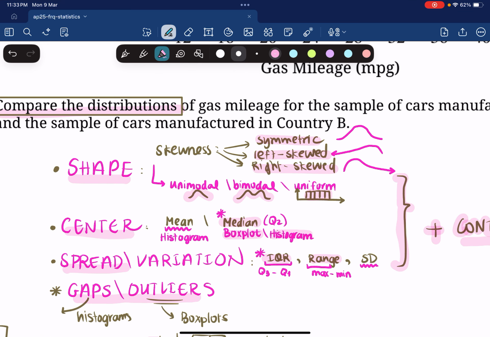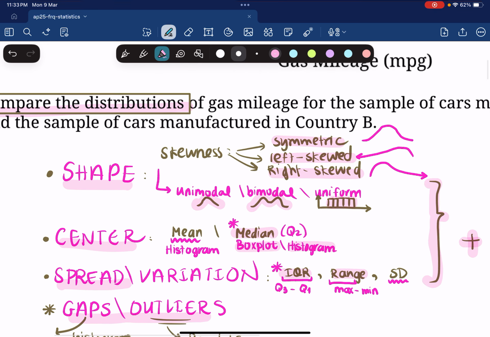So when we're comparing the shape of 2 distributions, usually we talk about the skewness. And so what do I mean by skewness? So a distribution can either be symmetric, or it can be skewed to the left, so the tail is pulled towards the left, or it can be skewed to the right, so the tail being pulled towards the right. And in a histogram, for example, we can have a unimodal distribution with 1 mode, bimodal, 2 modes, or for example, a uniform distribution where all the bars in a histogram are the same height.